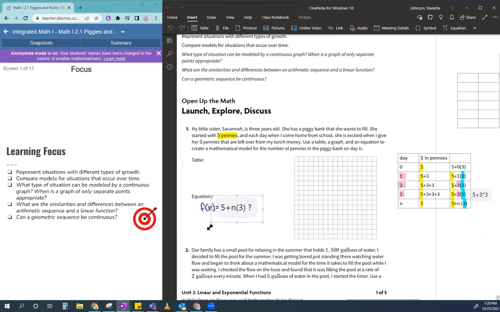Yeah, exactly. Someone said it's all you need, right? What do you mean it's all you need? Because if I said, hey, how much money does your little sister have at the end of the month? Well, you'd plug in 30 here, right? If I said, okay, well, how much money does she have after a whole year? Well, you'd plug in 365 right there, right? Explicit means it stands on its own.